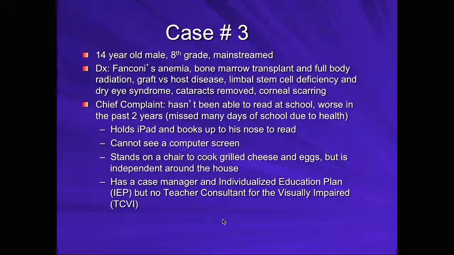He was independent around the house. He would stand on a chair and do some cooking, and that was one of his more favorite things to do, some cooking around the house. And at that time that he visited us, he had a case manager and he had an IEP, an individualized education plan, but he didn't yet have a teacher consultant for the visually impaired because this was a new issue for him.